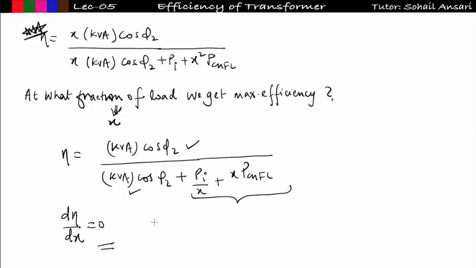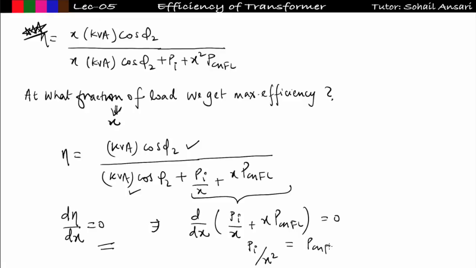Finally, I will differentiate this: d by dx of (Pi upon x plus x times PCUFL). You can also apply the u by v method, that is v times the derivative of u minus u times the derivative of v, and you will get this much only. So it will be equal to Pi upon x square equals PCUFL.